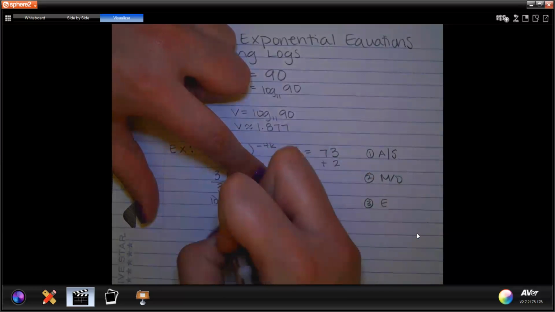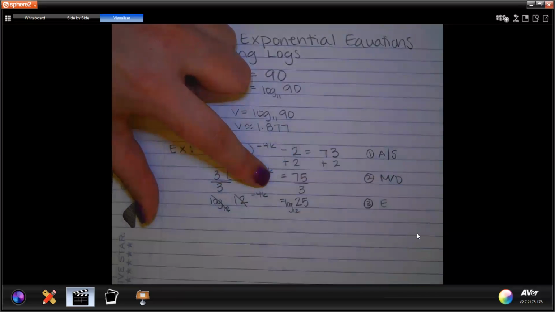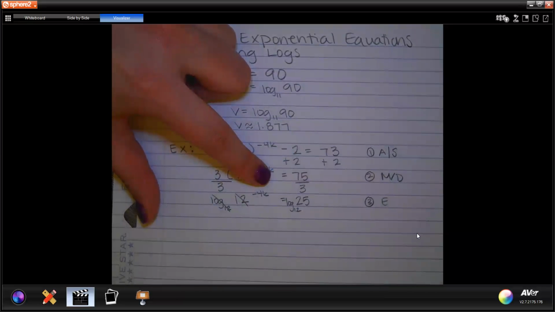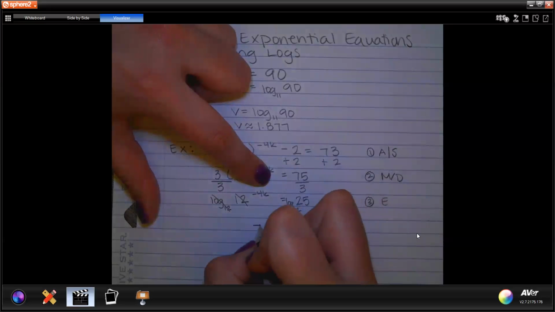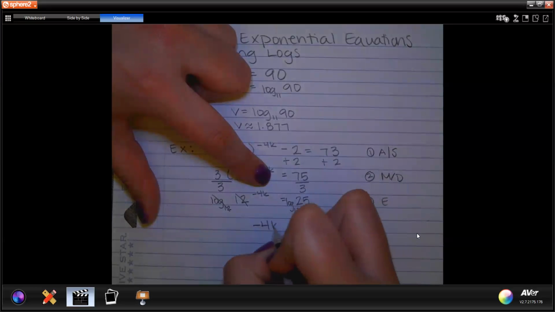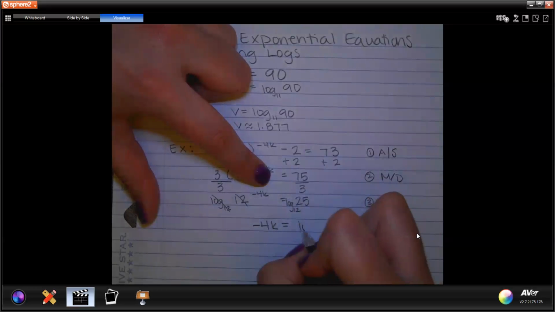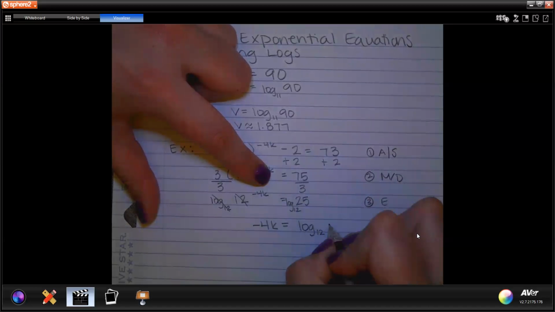So now log base 12 and base 12 cancel out. Those are opposites of each other. They cancel out. So I have negative 4k equals log base 12 of 25.